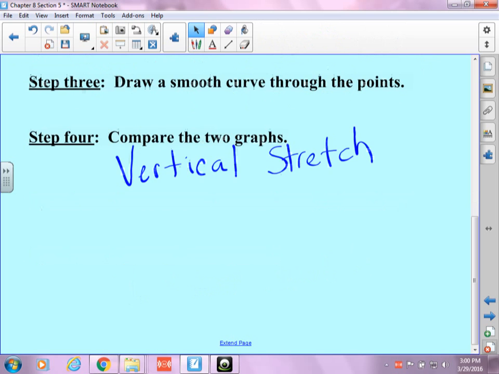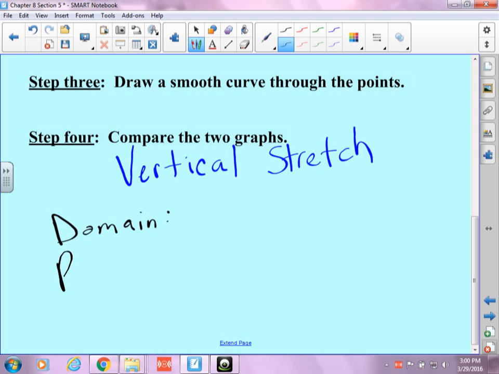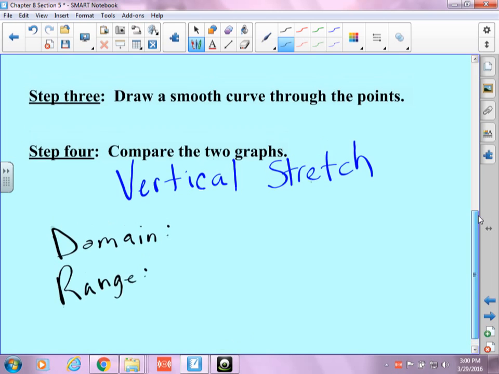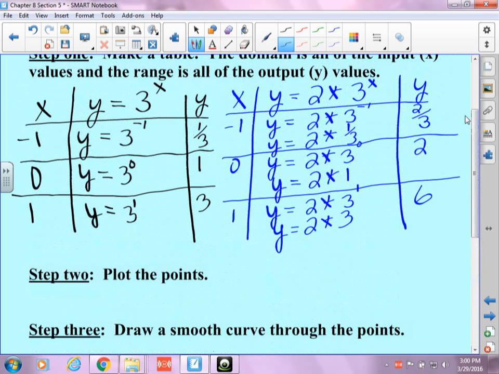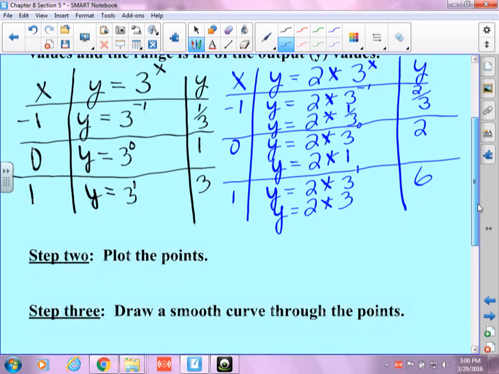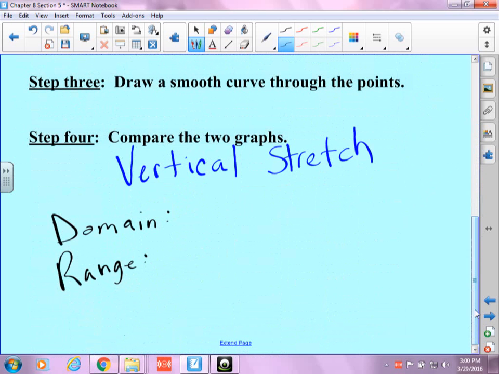Now let's take a look at the domain and range. The domain, when we did it, you'll notice that I was able to choose any values I wanted to. I chose -1, 0, and 1. I could have chosen fractions or decimals. It could have been any number that I want. So for the domain, we put all real numbers.